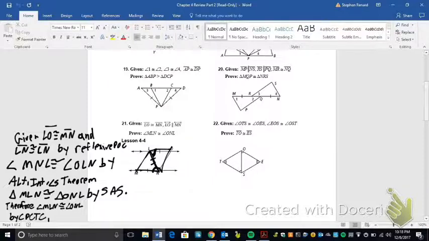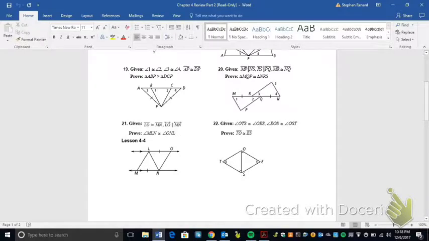So 21, if you really have a question about 19 and 20, hit me up on email or ask me before the test tomorrow. But nothing on the test is going to look like those two. So I'll really quickly explain 19 and 20.